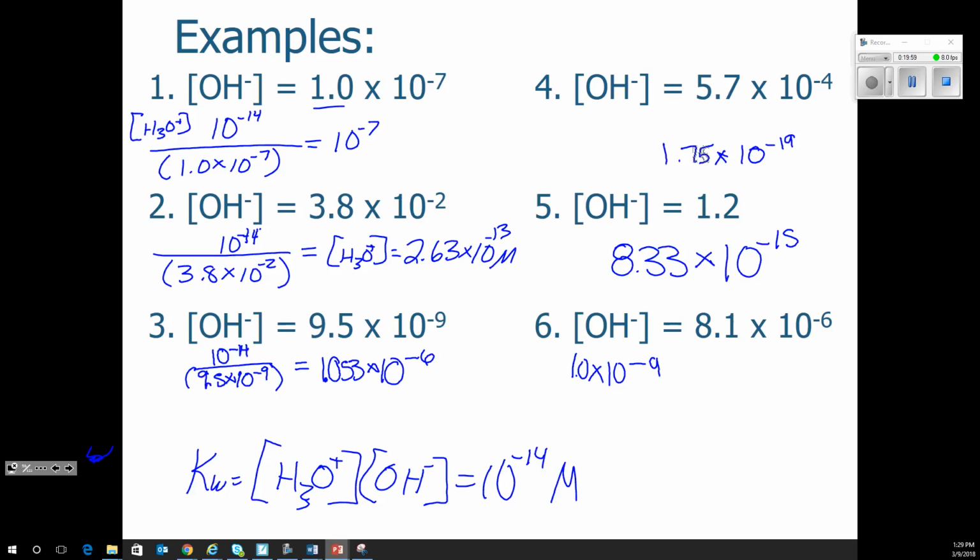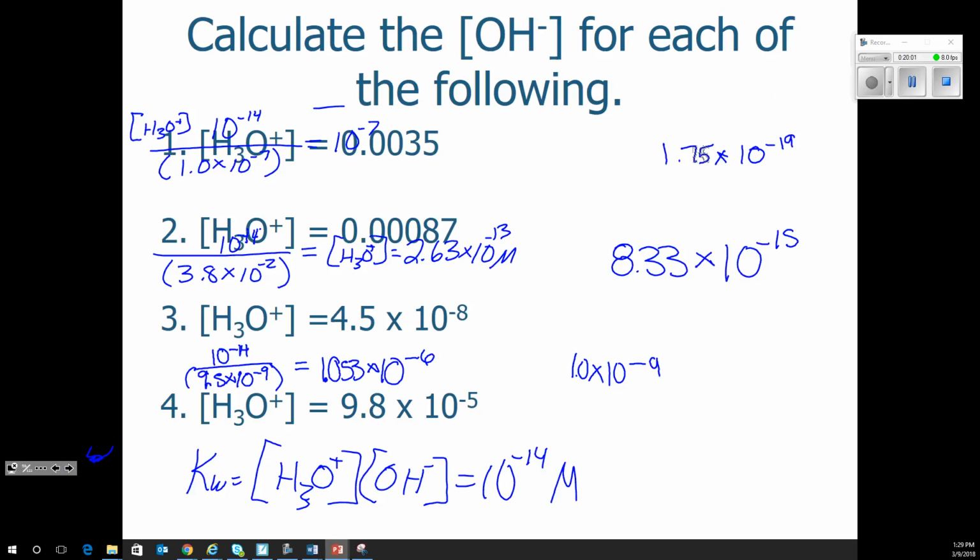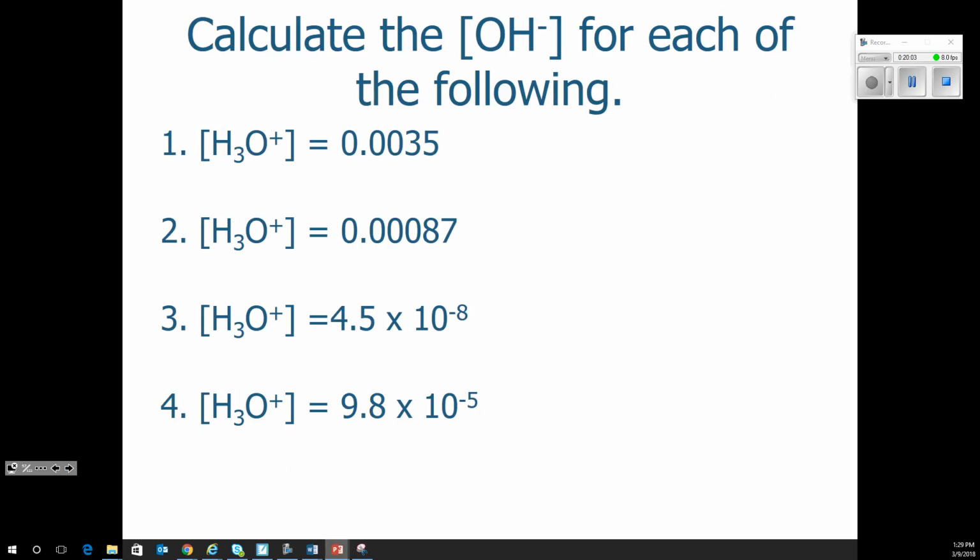We're going to be using this equation again right here. Now we've got the hydronium concentration. I want you to find the hydroxide concentration. Again, I'm going to pick people to put it up. Same equation, 10 to the minus 14 divided by what you're given up there. Make sure it's in parentheses.